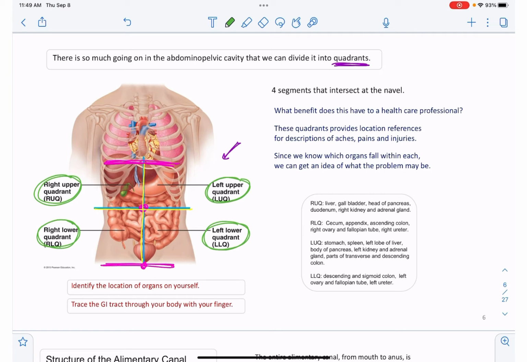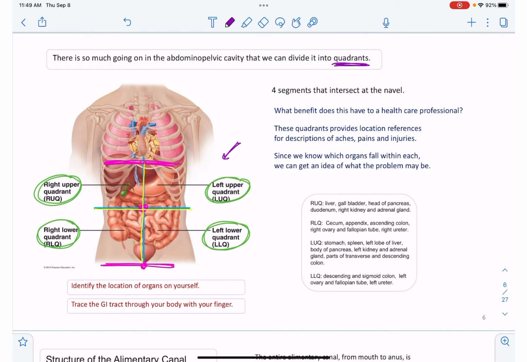And why would we do this? Why is it helpful to divide the abdominopelvic cavity up into these 4 different areas? Well, it's helpful because we know the organs that are located in each of these quadrants. And if we have a patient that comes in that points to pain in one of these quadrants, then that gives us an idea of, for instance, what might be causing the problem.